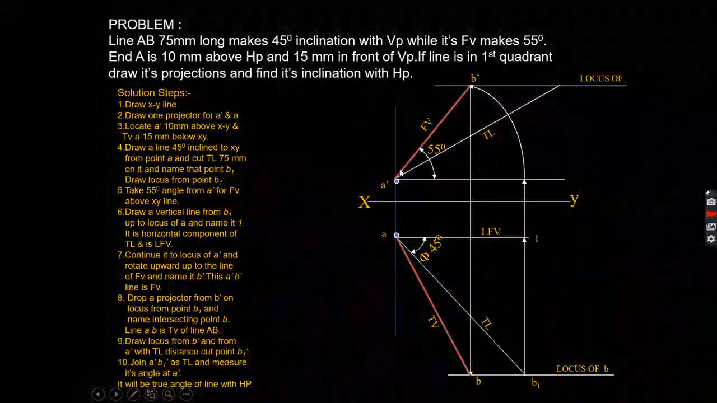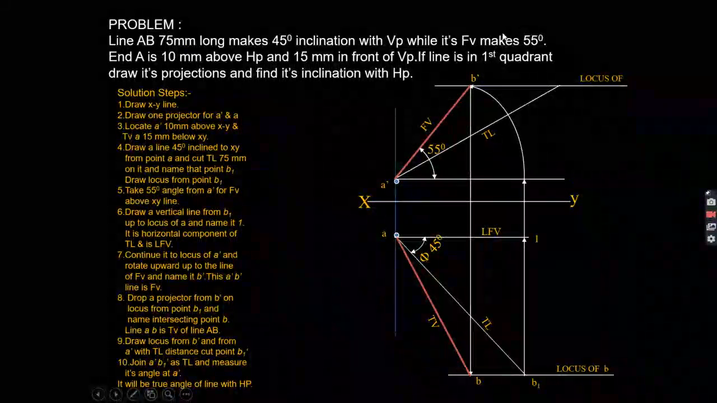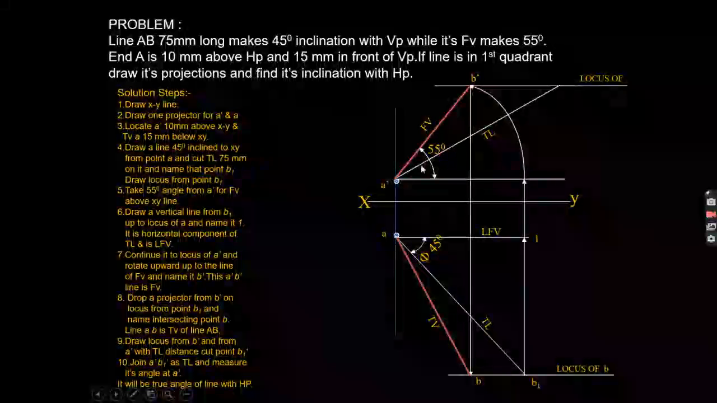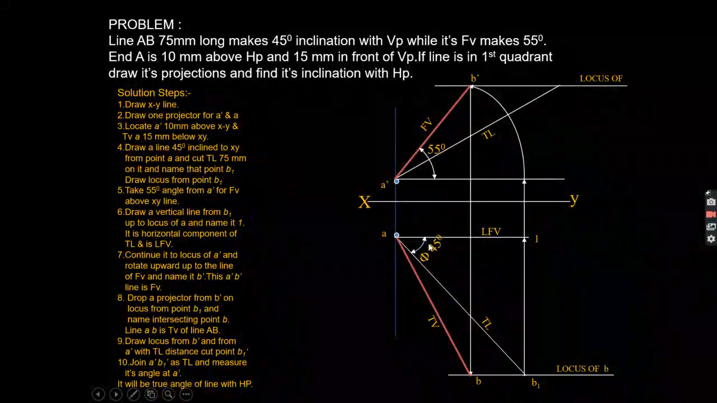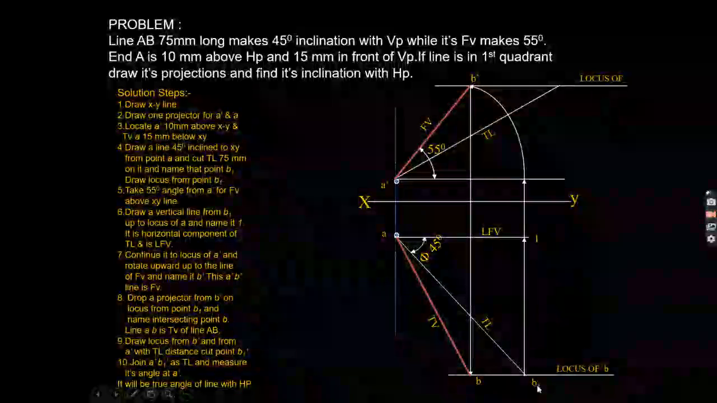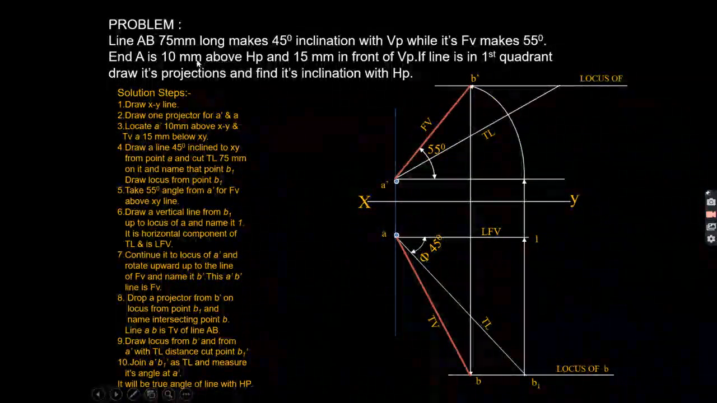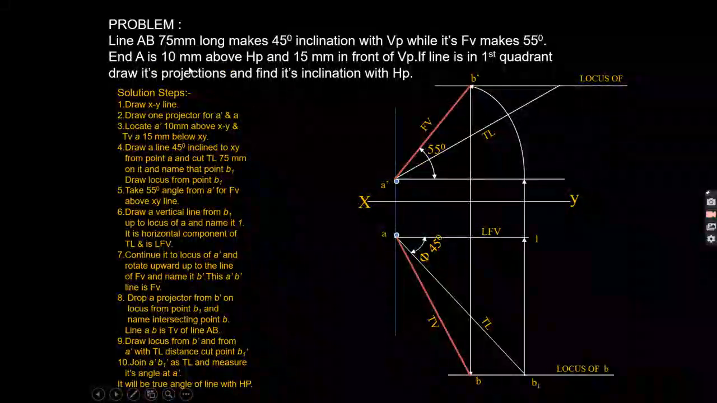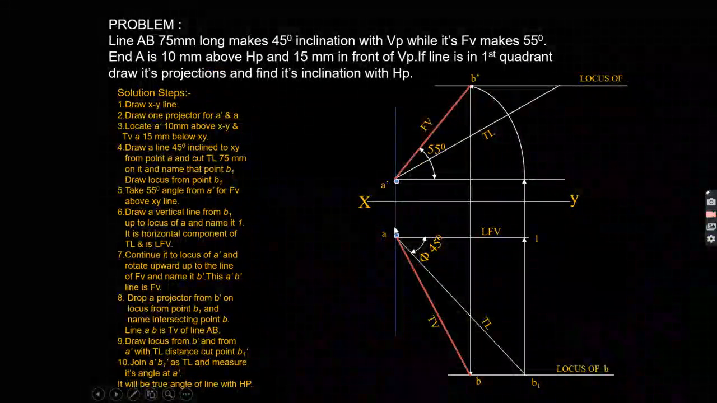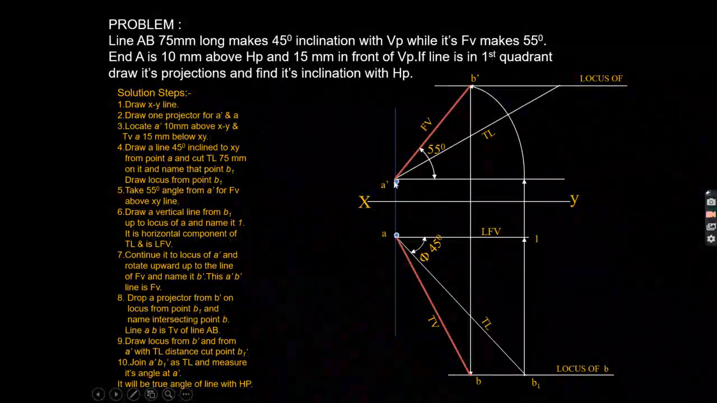And after doing that, you have to write the length of the line. Means it is the 55 mm. This angle is 55 degree. You have to mention that. This angle is 45 degree. You have to mention that. This length is 75 mm. This length is 75 mm. True length. You have to mention that length. And also you have to show the position of the point A from the reference lines. Okay, it is not shown here. You have to mark the position.